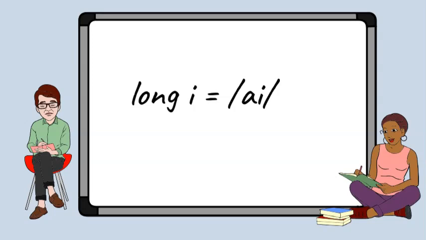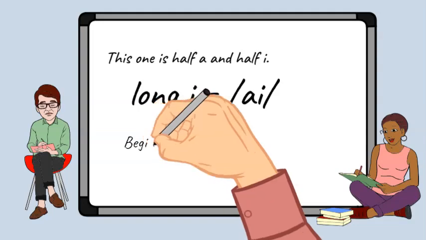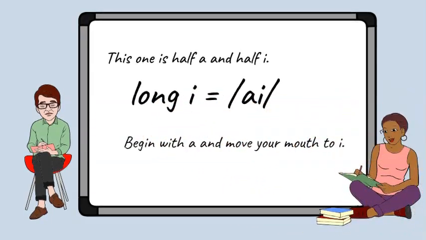Long I. This one is half A and half E. Begin with A and move your mouth to E. I.